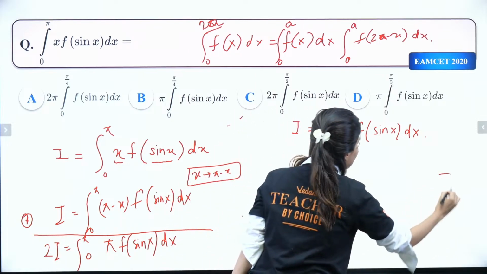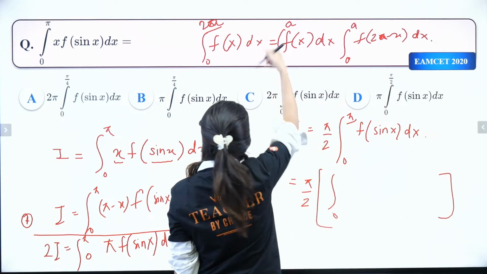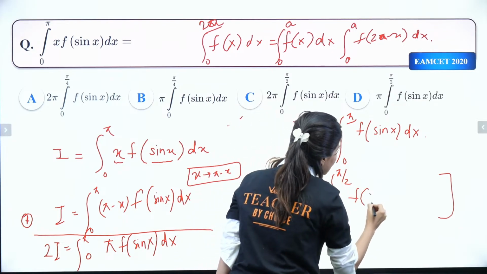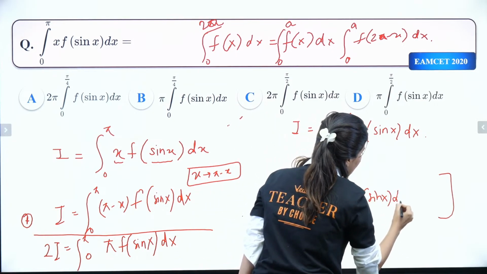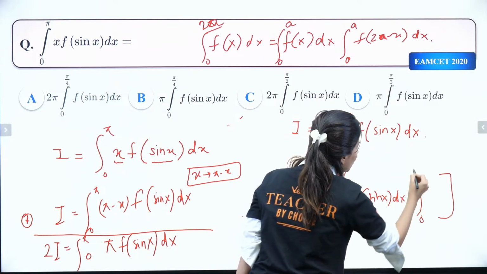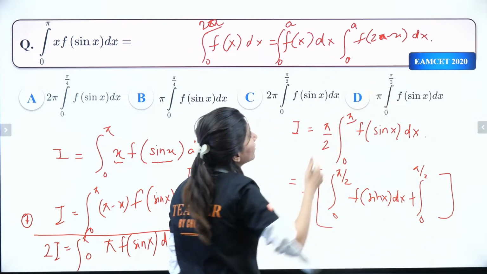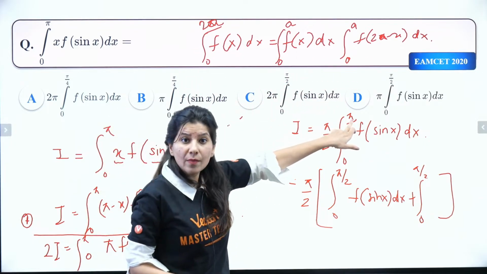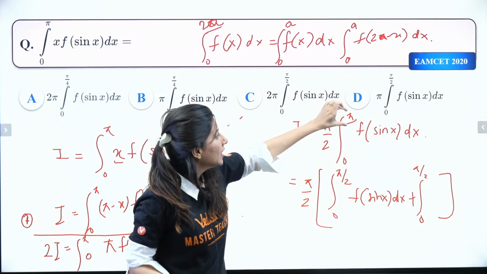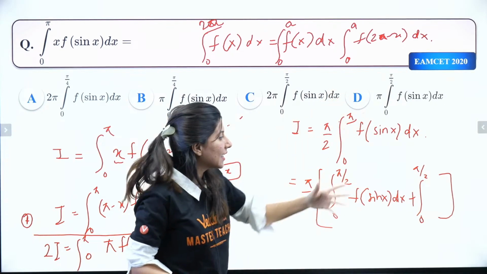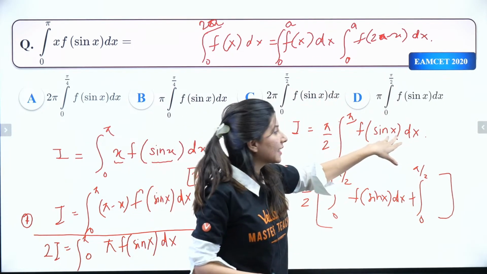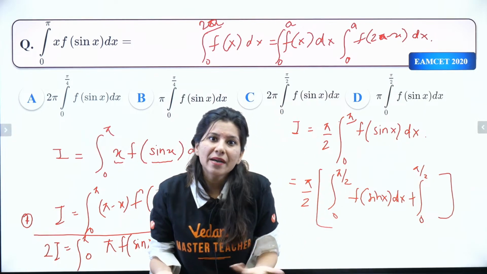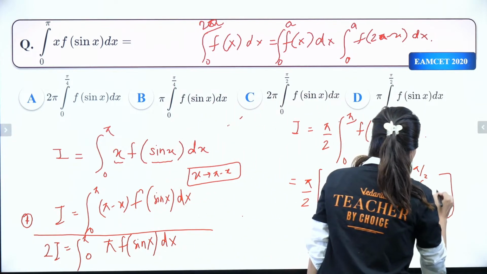Let us keep pi by 2 outside. So 0 to a, half of our main limit, f of x same, plus again 0 to pi by 2 of f of 2a minus x. What is 2a? Pi is my 2a, so pi minus x. So sin(pi minus x), x will get replaced by pi minus x. You tell me, sin(pi minus x) is sin x. So this is f of sin x only.